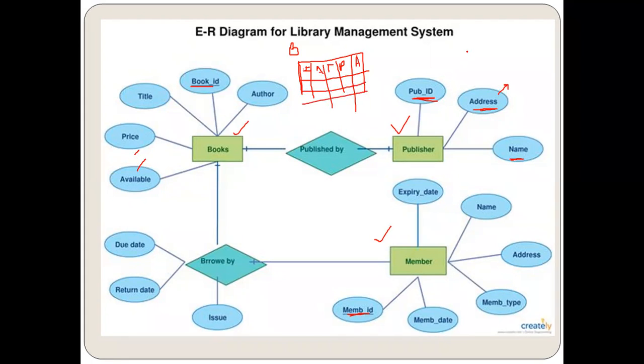Similarly, the table for publisher will be defined, and similarly the table for member will be defined. So three tables are there, and there will be relationships between these tables. This is a logical structure for database design. That's all for this particular ER diagram.